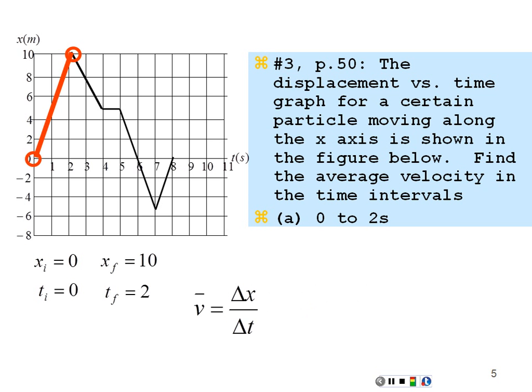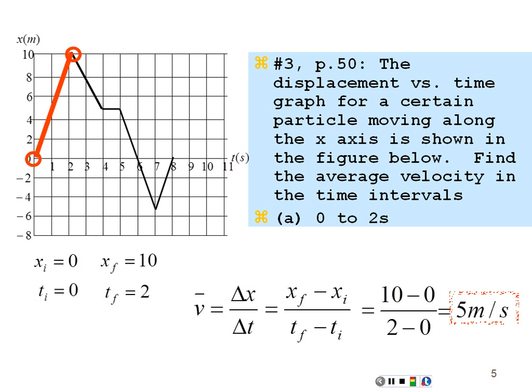My average velocity will be my change in position over my change in time, which will be my final position minus my initial position over my change in time, my final time minus my initial time. That'll be 10 meters minus 0 over 2 seconds minus 0 seconds. 10 divided by 2, 5 meters per second, positive. That's the slope of that line that connects those 2 points on this position versus time graph.